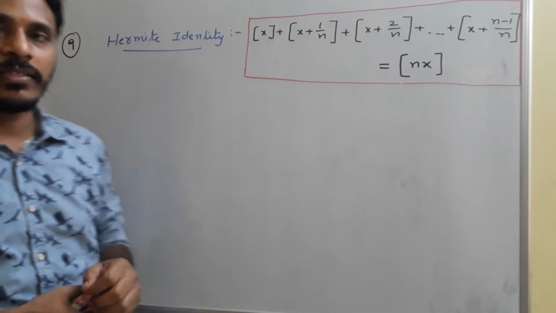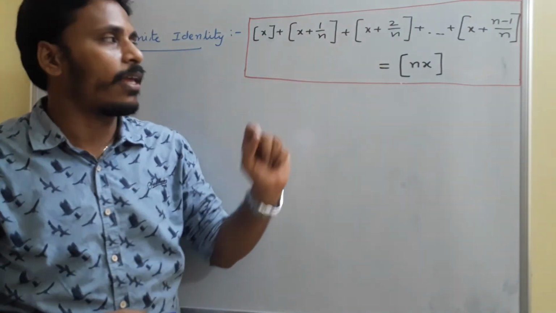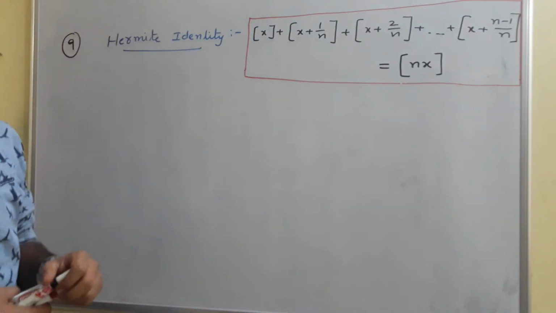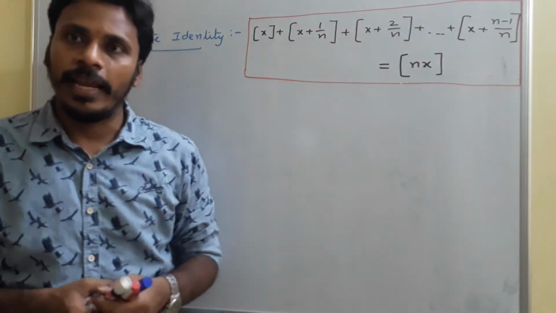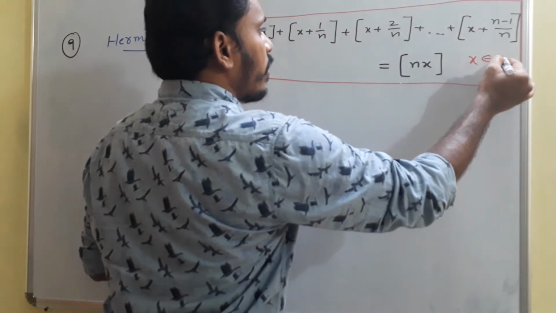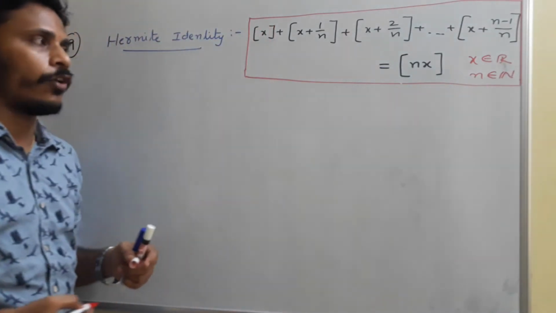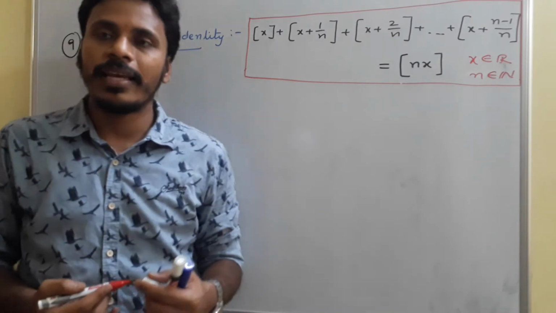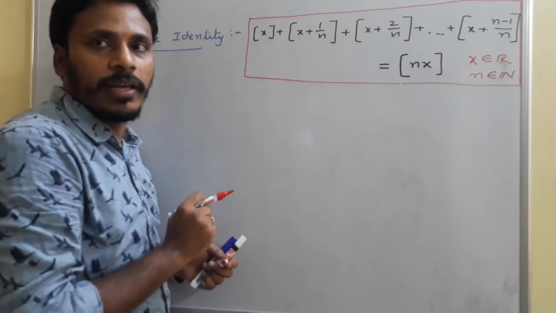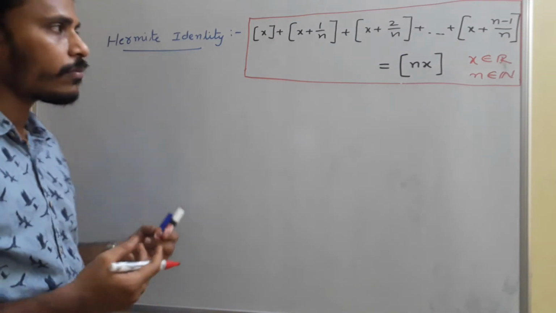Just look at the statement once again. Step x plus step of x plus 1 by n plus step of x plus 2 by n plus and so on plus step of x plus n minus 1 by n is equal to nx, where, if you go for the restrictions, x is any real number and n is any natural. You just think, observe it. X is any real whereas n is any natural, or you may say whole number, because here we have x plus 0 by n. So you may say natural or whole number, as per the situation, no problem.